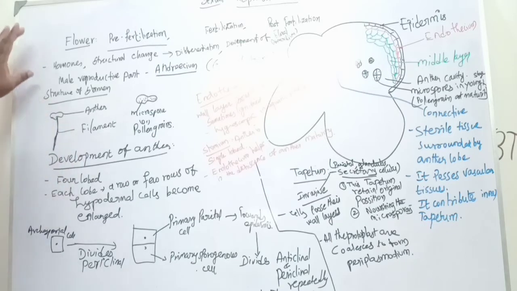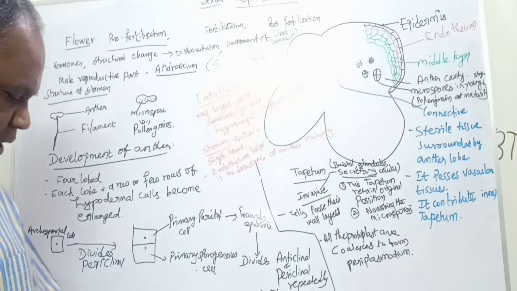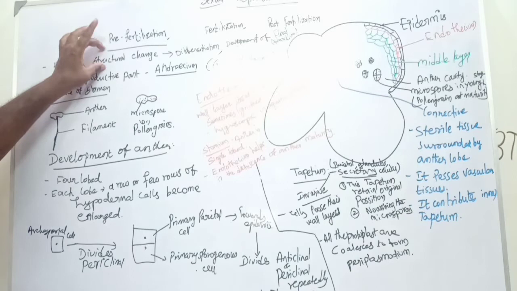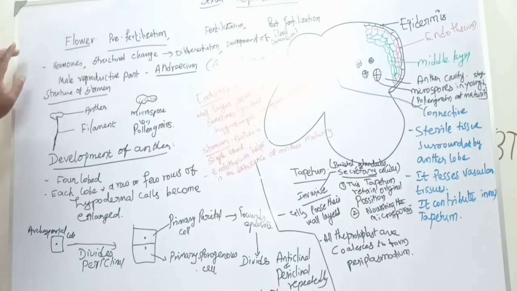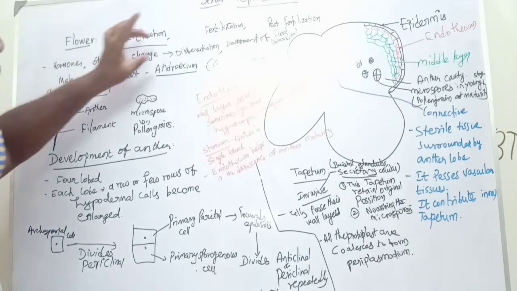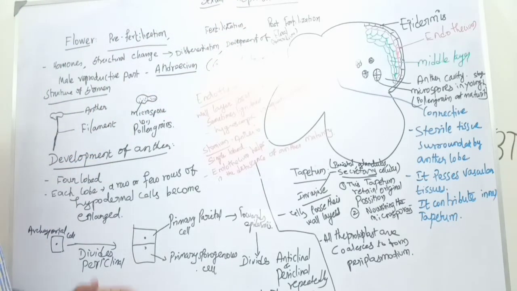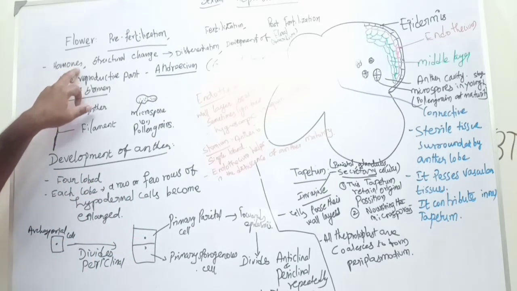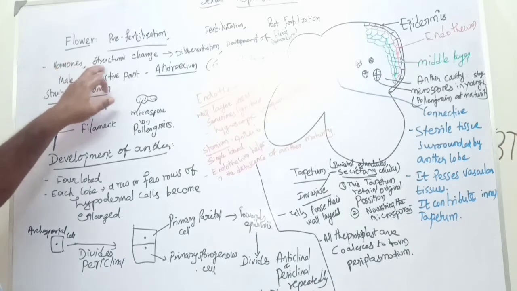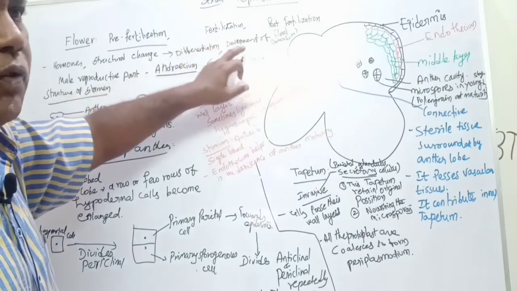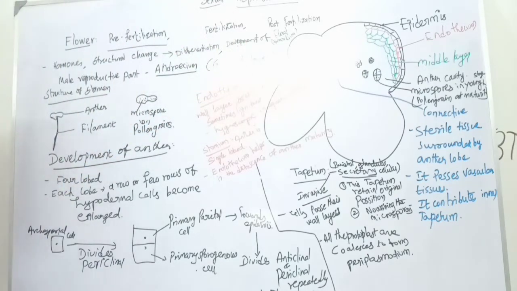Okay, first we are going to discuss the pre-fertilization changes. In the pre-fertilization changes, there are hormonal and structural changes. Hormonal and structural changes in plants lead to differentiation and development of the floral primordium. Floral primordium is the young stage of the flower.